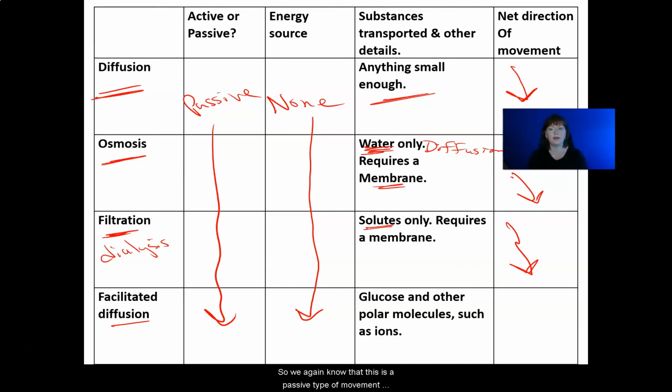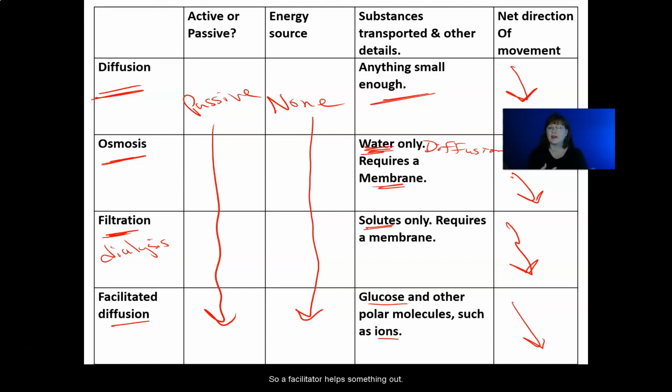Now, facilitated diffusion has the word diffusion in the name, so we again know that this is a passive type of movement and that we will be moving down our concentration gradient. But what we are talking about now are small molecules or charged atoms that maybe can't move across that membrane on their own, because remember, the inside of that cell membrane is nonpolar or repels water or anything else that would be attracted to water, like ions or small polar molecules. So in order to move across the membrane, they need to be facilitated or helped out.